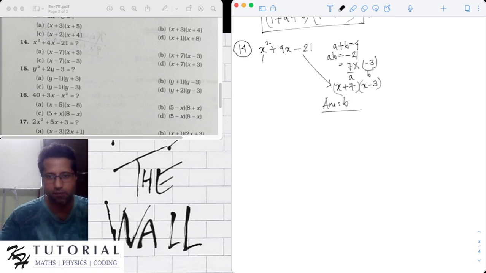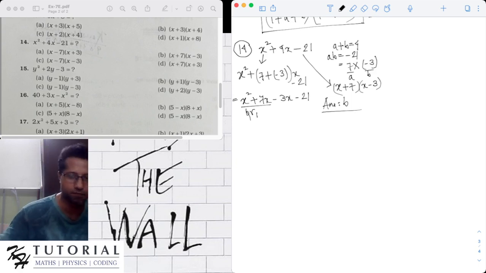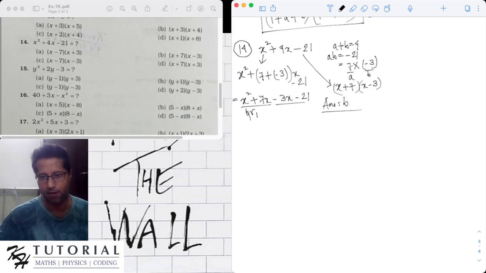But if you want to do the detailed calculation step by step, then it will be x square plus (A plus B), that is A is 7 and B is minus 3, so 7 plus minus 3, into x minus 21. This is equal to x square plus 7x minus 3x minus 21. So you will form groups. The terms x square plus 7x form group 1, and minus 3x minus 21 forms group 2.